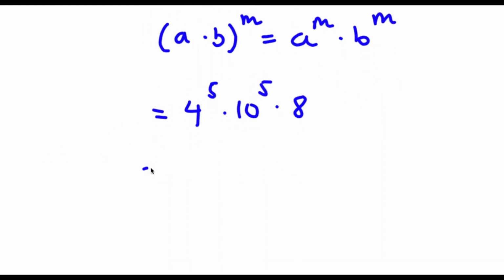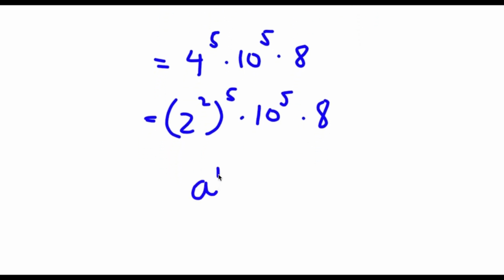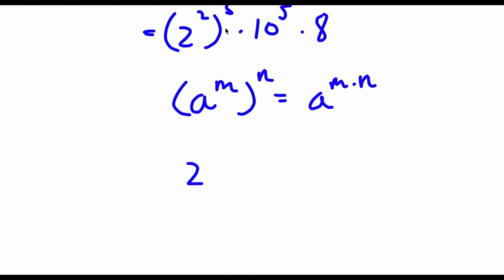Now 4, this is the same thing as 2 squared. So if I replace 4 with 2 squared, I get 2 squared to the power of 5 times 10 to the power of 5 times 8. Now if I have something in the form a to the power of m to the power of n, this is the same thing as a to the power of m times n. So 2 squared to the power of 5, that's going to equal 2 to the power of 10, because 2 times 5 is 10. Now I have this times 10 to the power of 5 times 8.